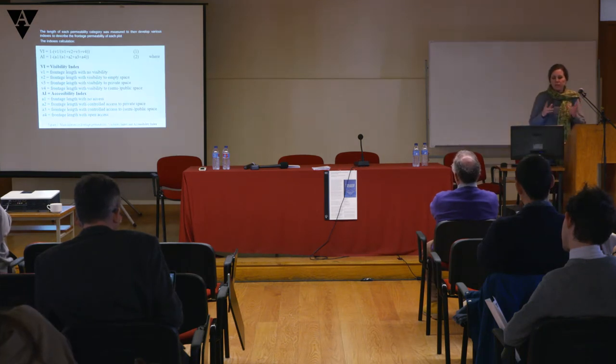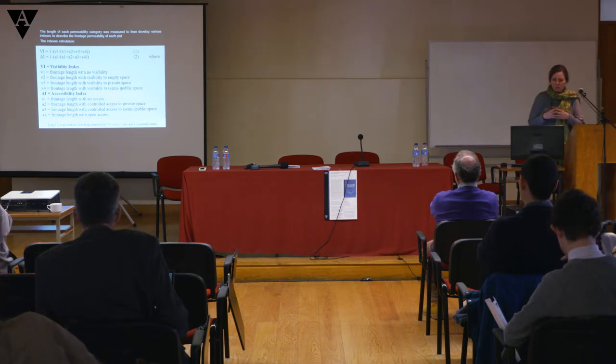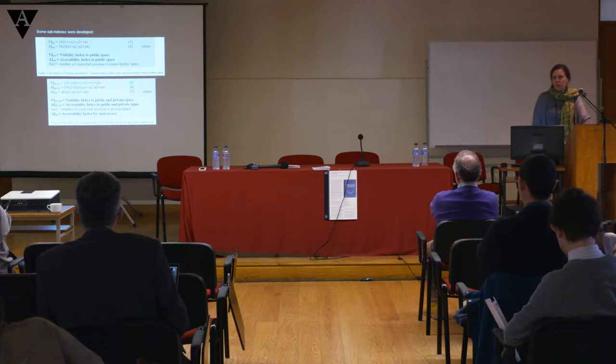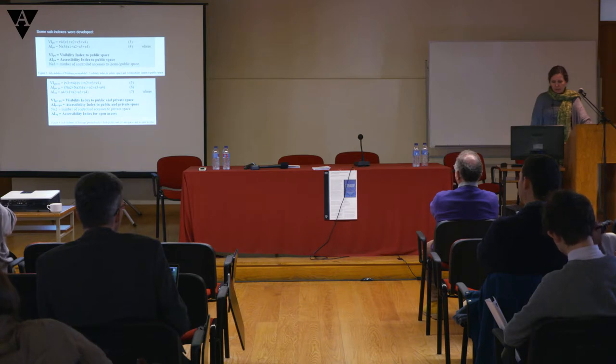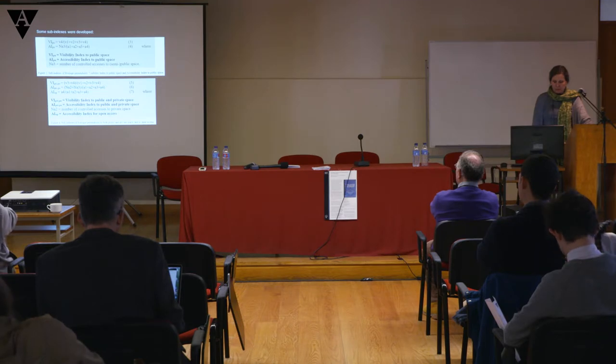So the length of each permeability category was measured to then develop various indexes to describe the frontage permeability of each plot. So this is the calculation of the main indexes, the visibility one and the accessibility one. They are based on the total length of the plot frontage. And we also developed some sub-indexes that we found should be important, like the visibility and accessibility index to public space, and the visibility and accessibility indexes to both public and private space. And another one is the accessibility index for open access.